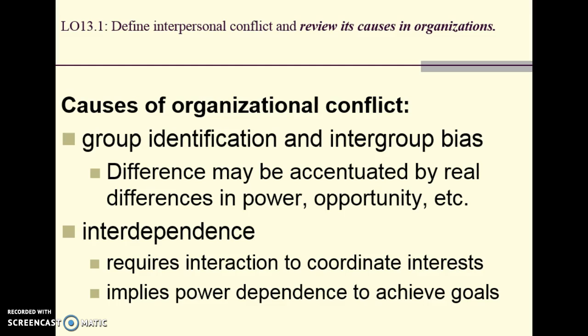Differences may be accentuated by real differences in power, opportunity, etc. Interdependence requires interaction to coordinate interests, and implies power dependence to achieve goals.